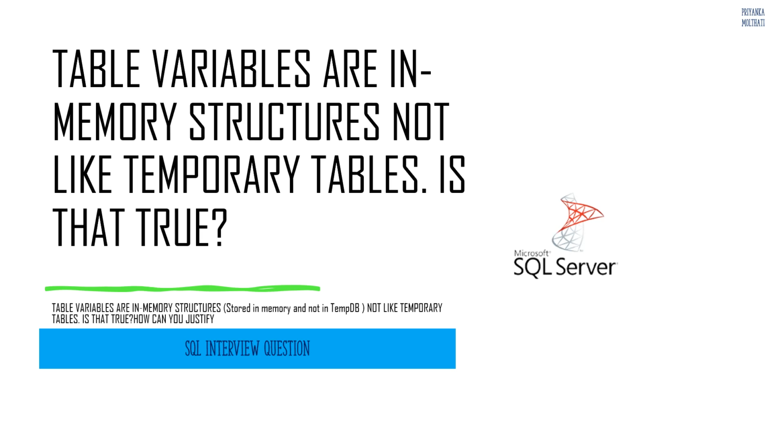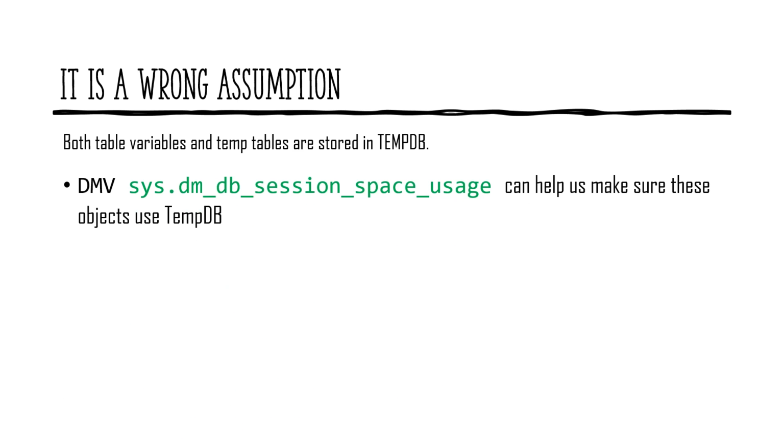Students, the question for today is: table variables are in-memory structures, not like temporary tables. Is that true? And how can you justify it? Firstly, it is a wrong assumption, and both table variables and temp tables are stored in tempdb. We're going to prove it by using this DMV, sys.dm_db_session_space_usage.